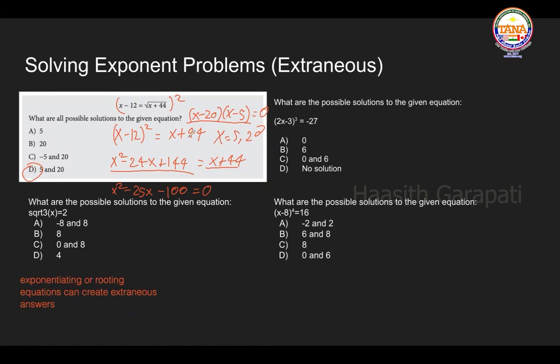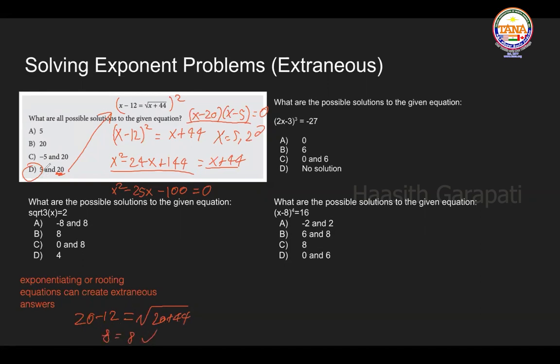All right, let's take one of our supposed answers, 20. If we plug that into the original equation, what are we going to get? 20 minus 12 is equal to the square root of 20 plus 44. 8 equals 8. That works, right?